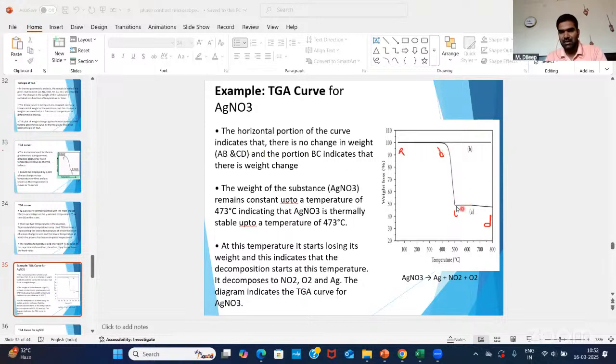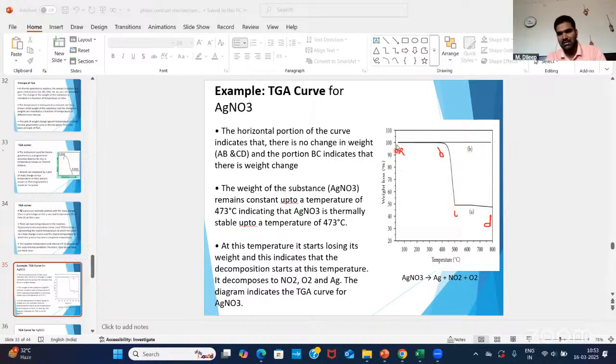And also from C to D. The horizontal portion of the curve indicates there is no change in weight, AB and CD. From A to B and C to D, there is no change in the weight. And the portion from B to C indicates that there is a weight change. As this is coming down, the weight on the y-axis is changing from B to C.